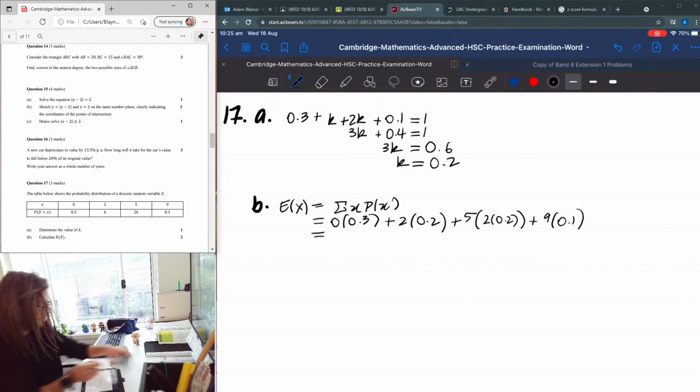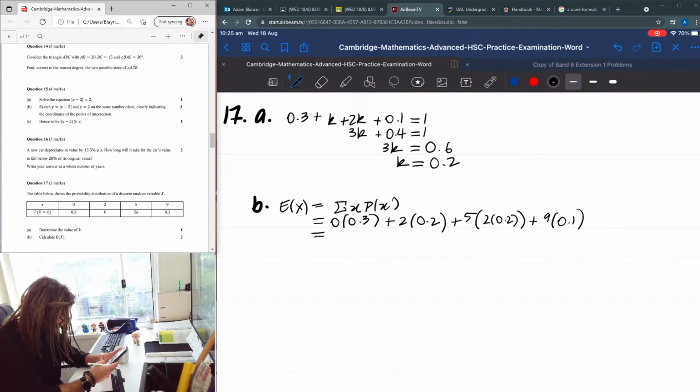I'll chuck that into the calculator. The first one's obviously negligible, that's 0.4, plus 5 times 2 times 0.2 is 0.4, plus 0.9. I've got 3.3. Expected value is 3.3. Cool.